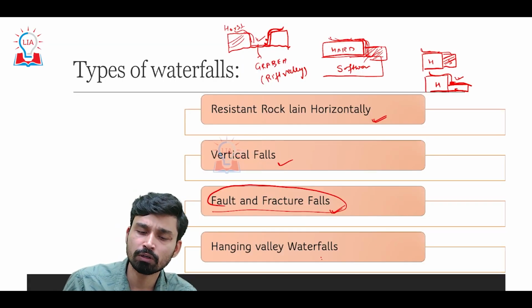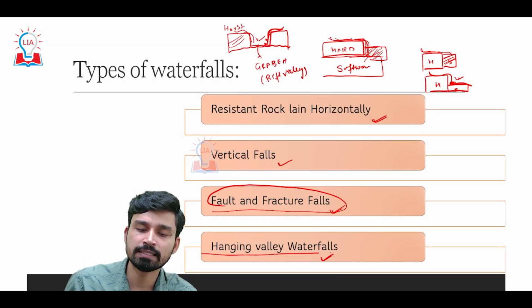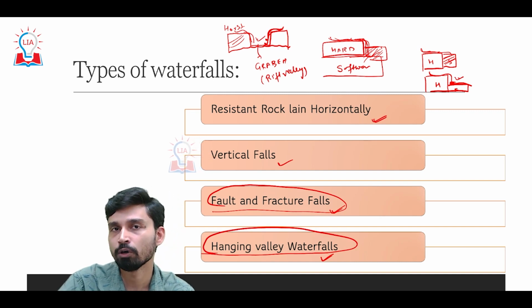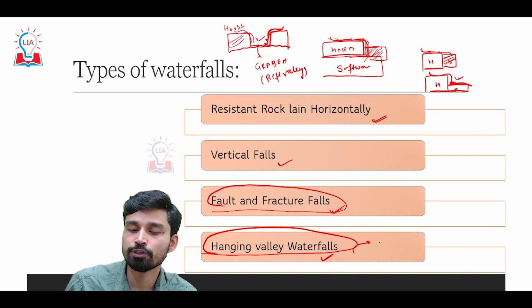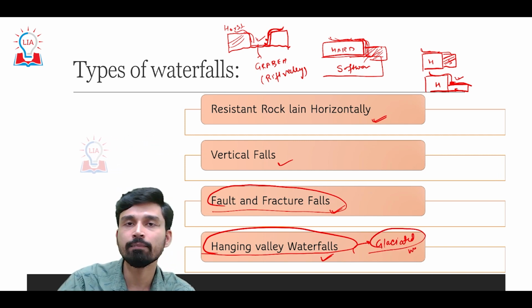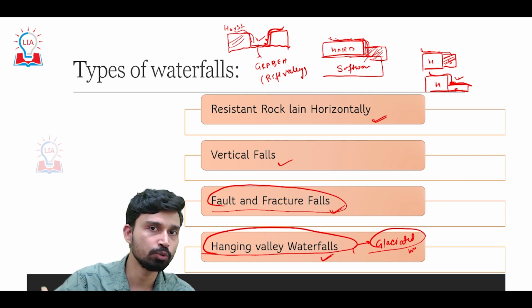The fourth and last kind of waterfall we can characterize is something referred to as a hanging valley waterfall. That is a characteristic feature of a glaciated region. Now, a hanging valley waterfall develops when, at an earlier time, a glacier was moving through these areas. We have a main glacier and then we have adjoining glaciers.